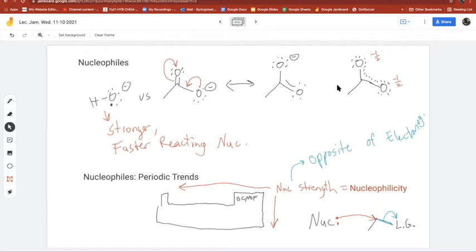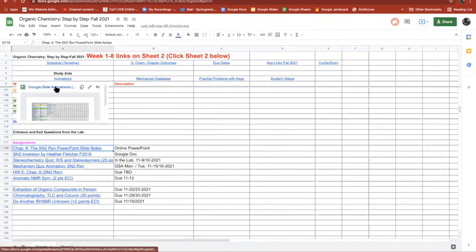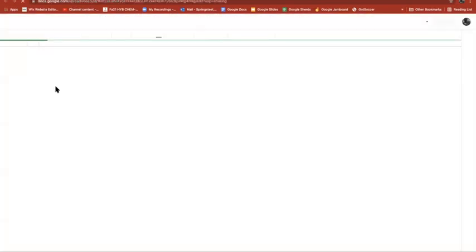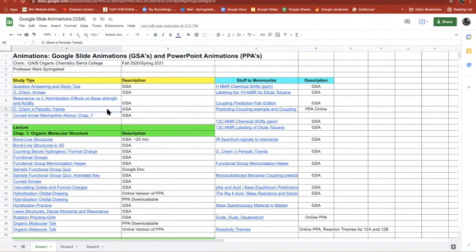Okay. And let's look real quick at our periodic trends. I got this here, animations. Yeah, let's do this. O.Chem periodic trends. Let's copy this. I'll put it in this week's stuff again.